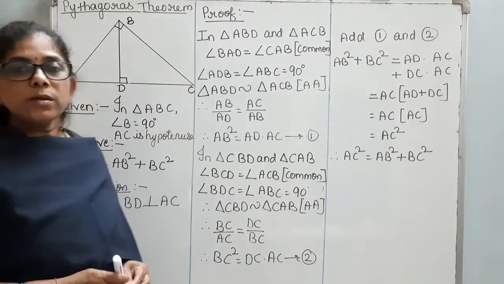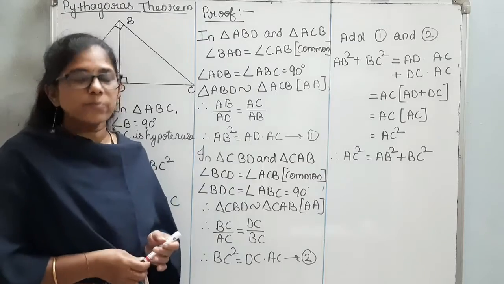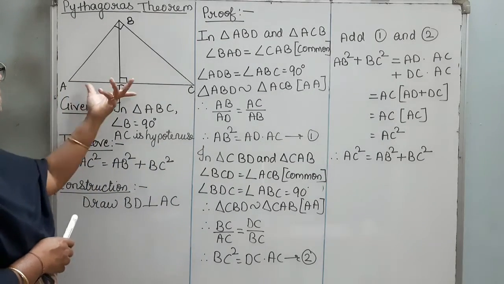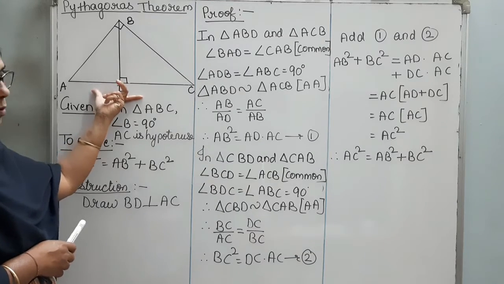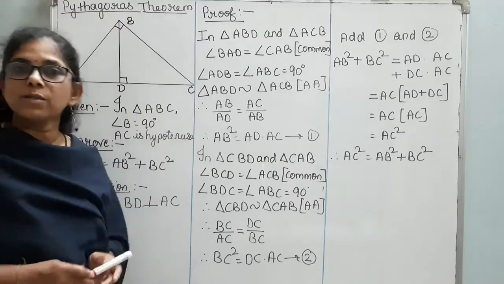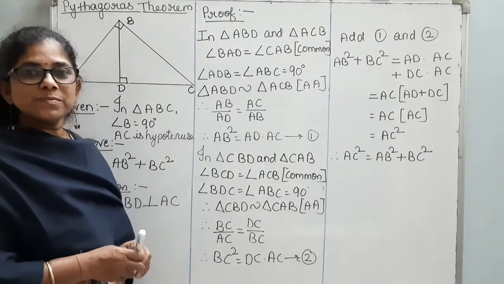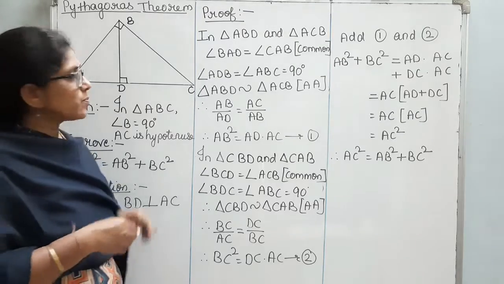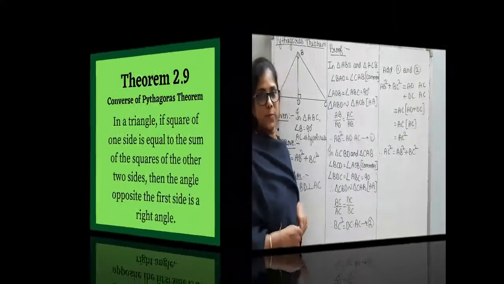This is a very important theorem for the board exam. So what is our Pythagoras theorem? We will repeat again. The square on the hypotenuse is equal to the sum of the squares on the other two sides. So here we complete our one more important theorem, that is Pythagoras theorem.